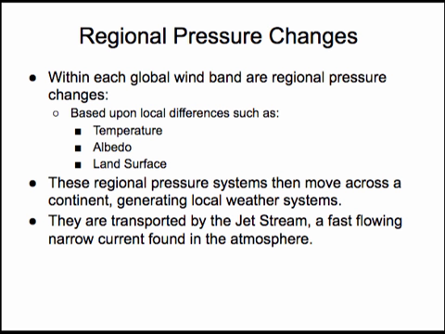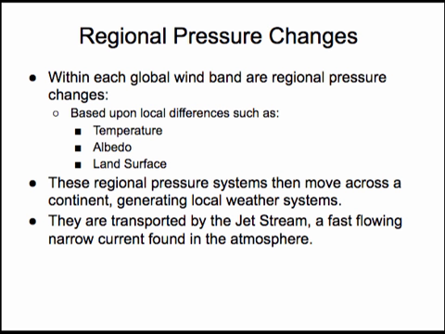Albedo, which is the reflectivity in a different region. So how it is here in New Hampshire in the winter versus the summer, that changes the albedo. And land surface versus water. So how much water, like, are you near a coast or are you more inland?